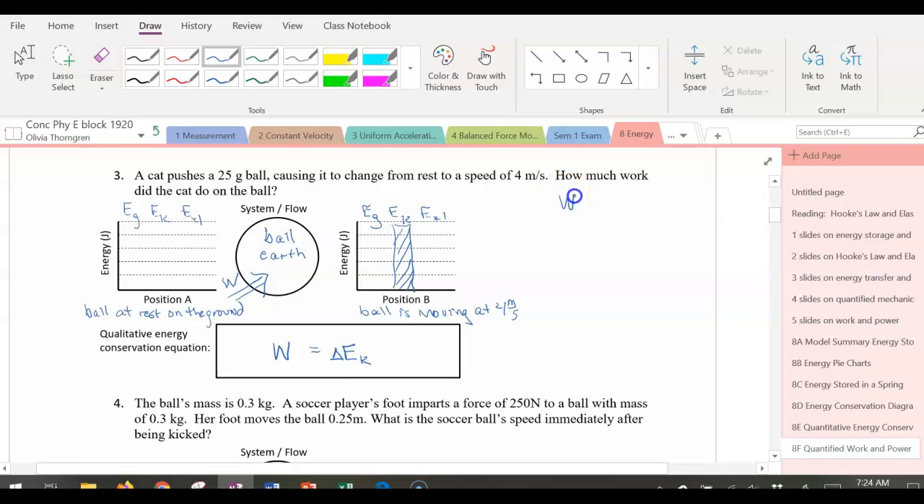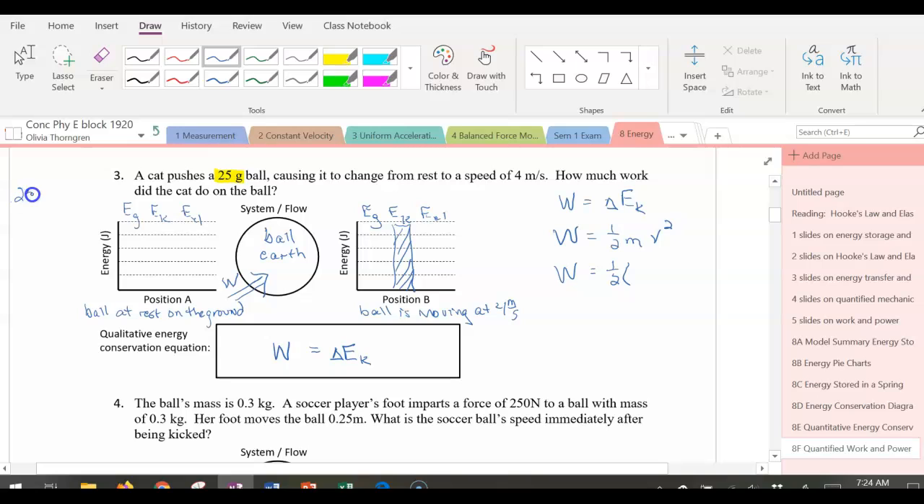So how much work did the cat do? I'm going to go over here to the right, and I'm going to rewrite the conservation equation. If I could calculate the change in the kinetic energy of the ball, I would know the work, right? And I have a formula for that. It's half of the mass times the velocity squared. And so let me just plug in here. Now I want to be careful to make sure everything is in standard units before I plug in. And the mass is very small. It's in grams. I need to convert that to kilograms.